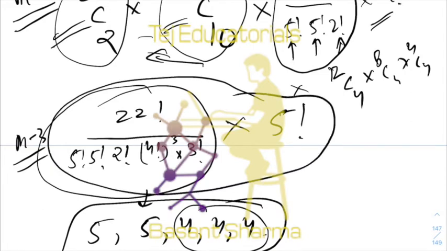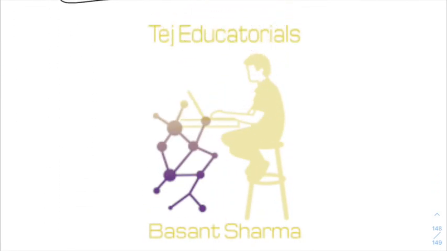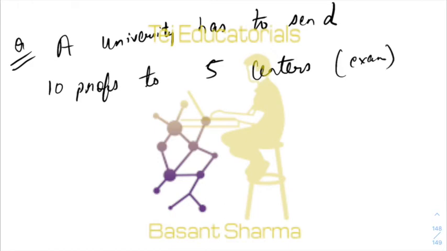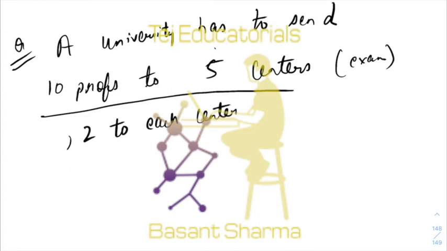Okay, let's do one more question. Suppose a university has to send 10 profs to 5 centers for some entrance exam. 10 profs to 5 centers, 2 to each center.